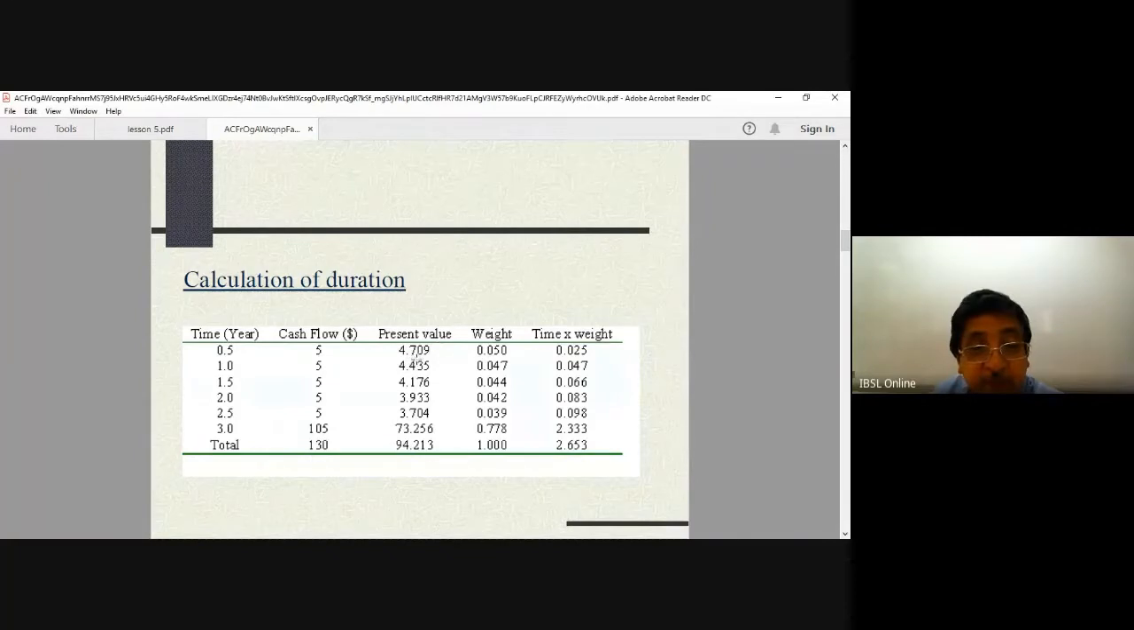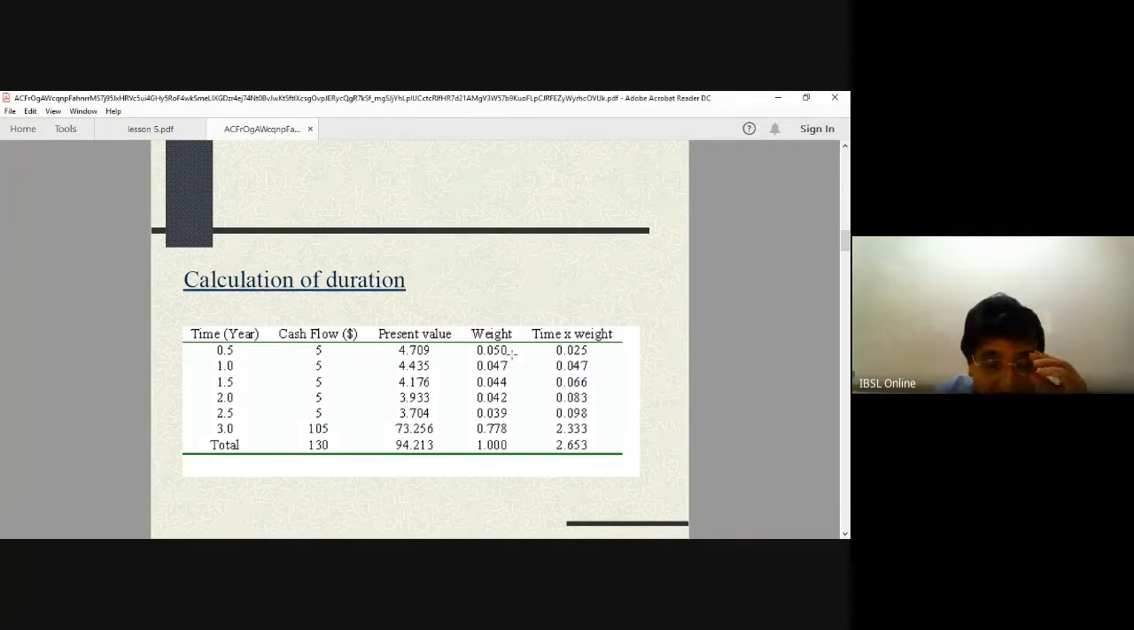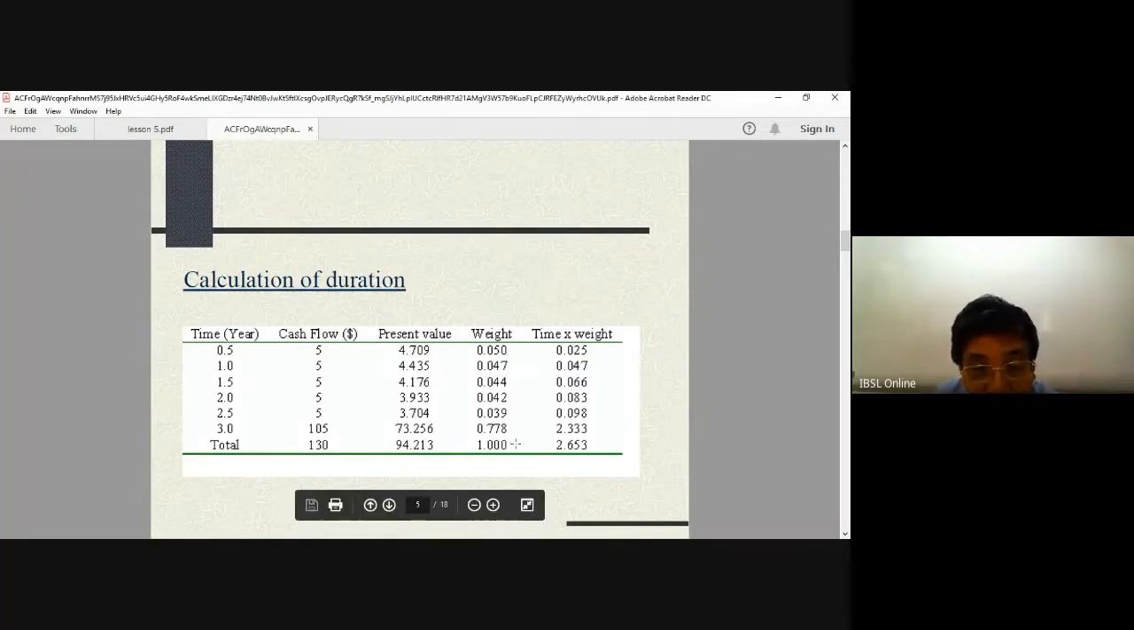With that, we just had this worksheet, and you can see all the present values. The total of these present values will give the price of the bond. And when you say weight, the weight means the portion of the present value with respect to the price. So you can arrive at the weight by dividing 4.709 by 94.213. You get 0.05. Then the next weight would be 0.047. And when you add it up, you get 1 as the answer.